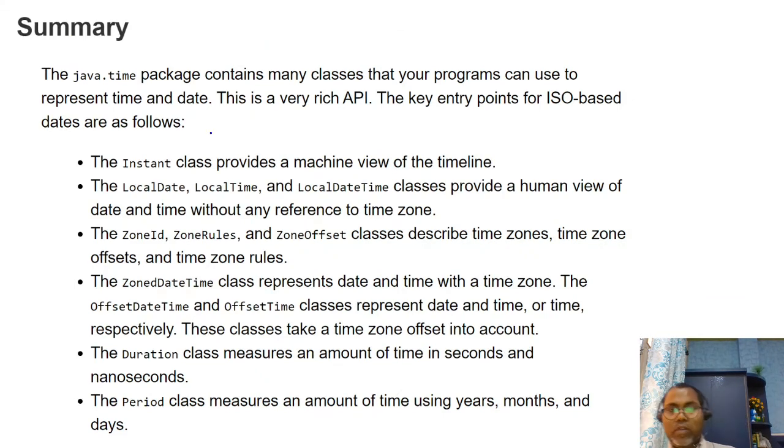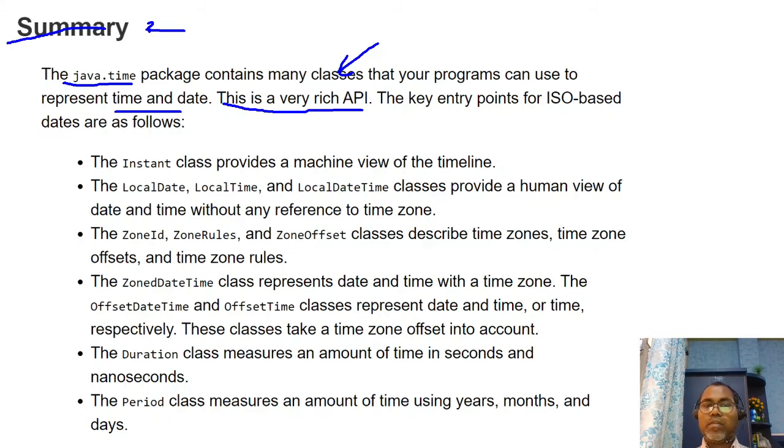So till now, what we have studied, let's get a summary of what kind of classes and utility methods we covered. All the classes we discussed in the java.time package represent your date and times. This is a very rich API, meaning lots of classes and lots of methods are available for us, and the new date and time API follows the ISO standard.